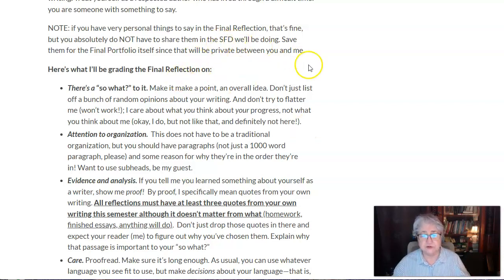And we're not doing a shitty first draft because we don't have time, and I just forgot to take this out. So you can communicate with me. Here's some things to think about. There's a so what, to make a point. And don't try to flatter me, although given what's going on this summer, I doubt anybody's going to flatter me. And that's okay. I don't care. I'm really immune to this stuff. I've been teaching too long.